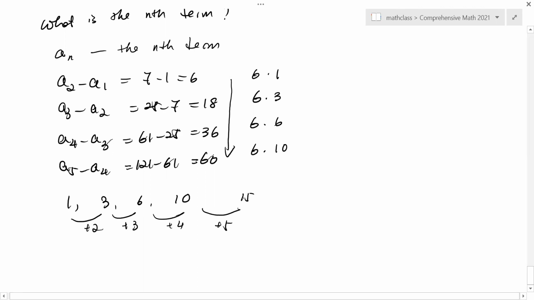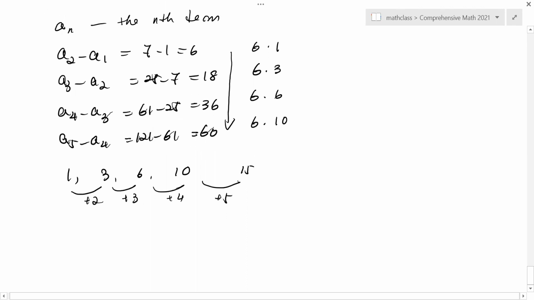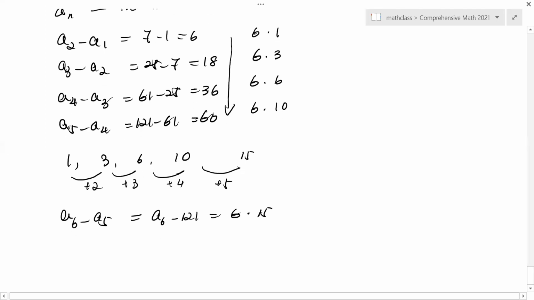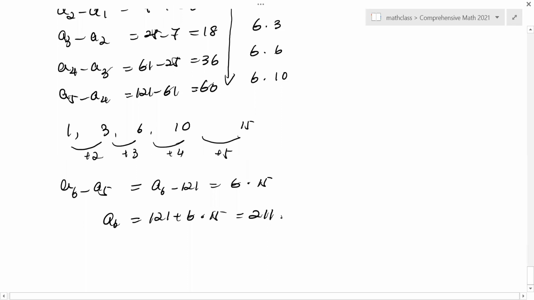So if you can figure that out, then A6 minus A5 is going to be a known number, 6 times 15. A6 is going to be 121 plus 6 times 15, which is 211. 211 is the answer to the problem.